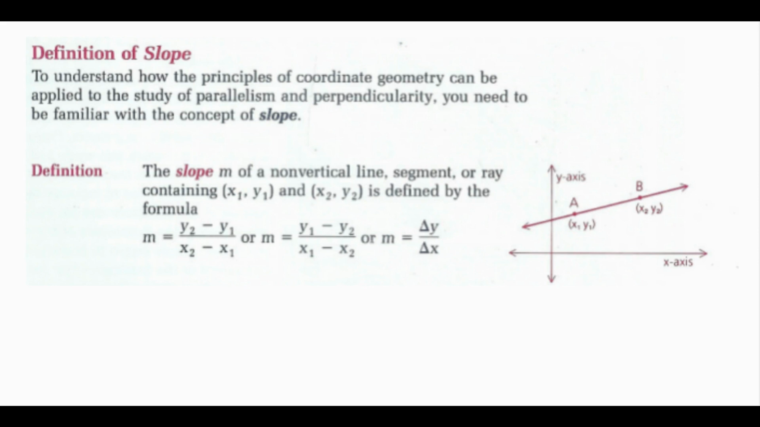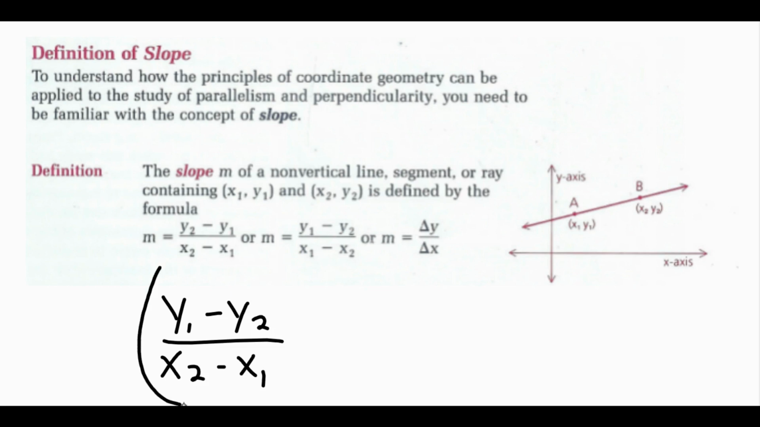We want to figure out the change in my y coordinates and divide that by the change in the x coordinates. It doesn't matter the order that I subtract the coordinates in as long as I am consistent. What I cannot do is subtract y1 from y2 and then subtract x2 from x1. I need to be consistent: if I subtract the first y coordinate, then the first x coordinate has to be the first as well.